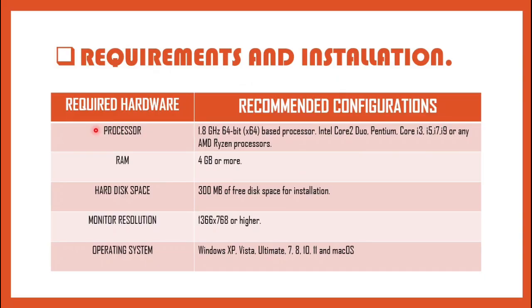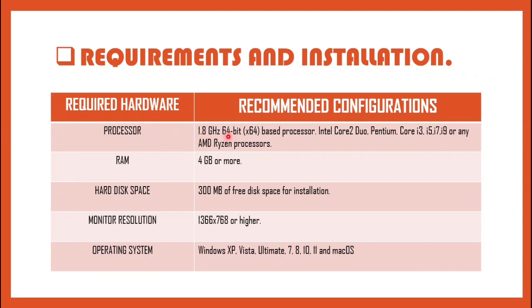So now we move on to the topic requirements and installation. Requirements means any software which you run on a computer requires certain hardware specifications in order for the software to run freely without any glitches, lags, or hangs, as we term. So here is the list of the requirements you need to have in order to run this software smoothly in any system. As you can see, it requires a minimum of 1.8 gigahertz processor.